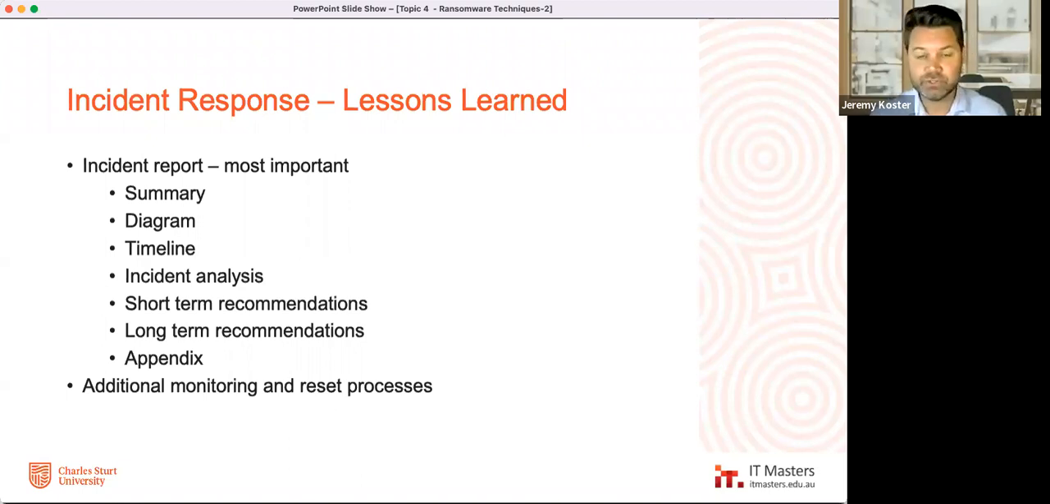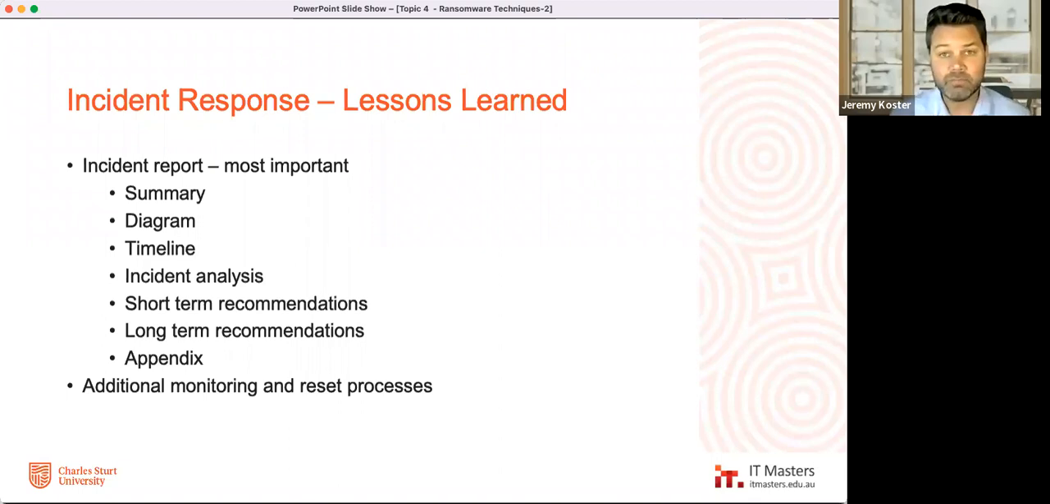Short-term recommendations, and usually it will be all of the tactical stuff like resetting accounts, turning on MFA, things like that. Long-term recommendations might be more strategic, like, we're going to upgrade all our systems, or we're going to move to the cloud, or we're going to implement EDR across the environment, something like that. And then the appendix, which will have all of the evidence that you gathered and collected throughout the incident so that you can have a good understanding of it after the fact.